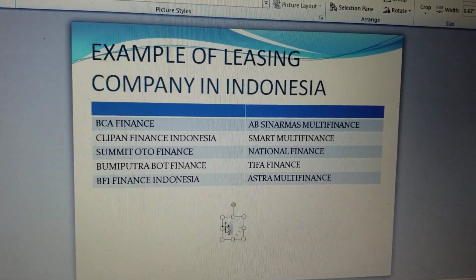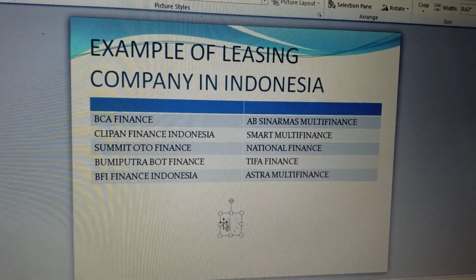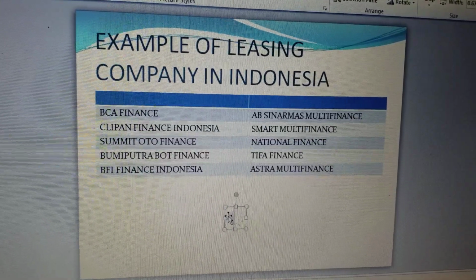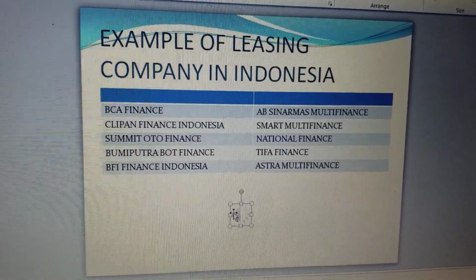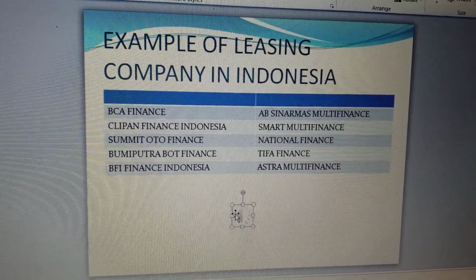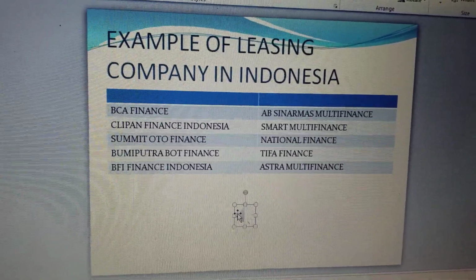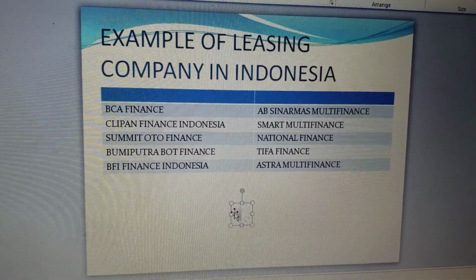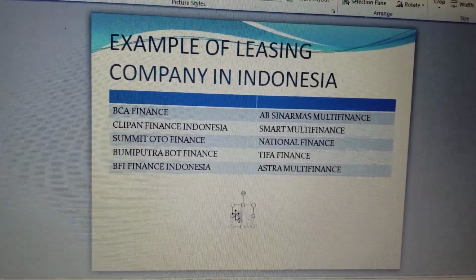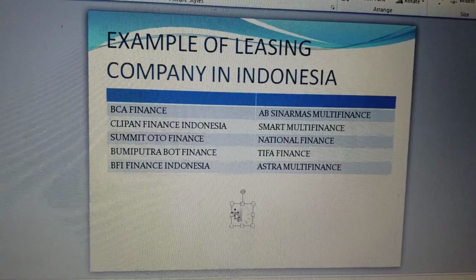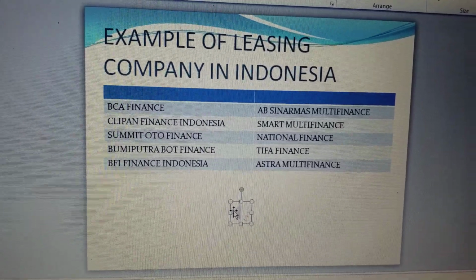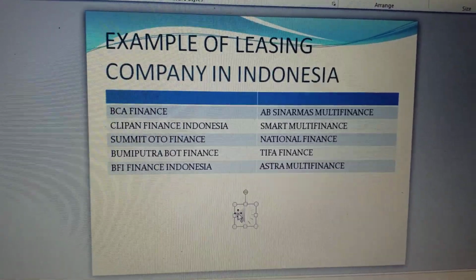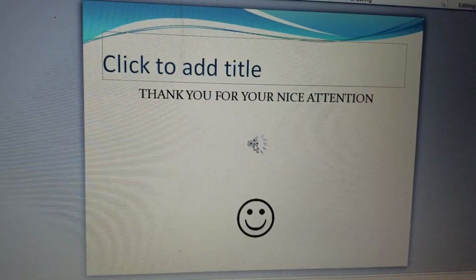Whether it is a finance lease or operating lease system, it would all be consented to in the leasing contract. That is why understanding contracts is very essential for you to understand every type of business activity. In this case, to understand business law, for sure you have to understand contracts. Here are some examples of leasing companies in Indonesia. Of course, there are more than this, but those are some familiar actors in the leasing business in Indonesia.